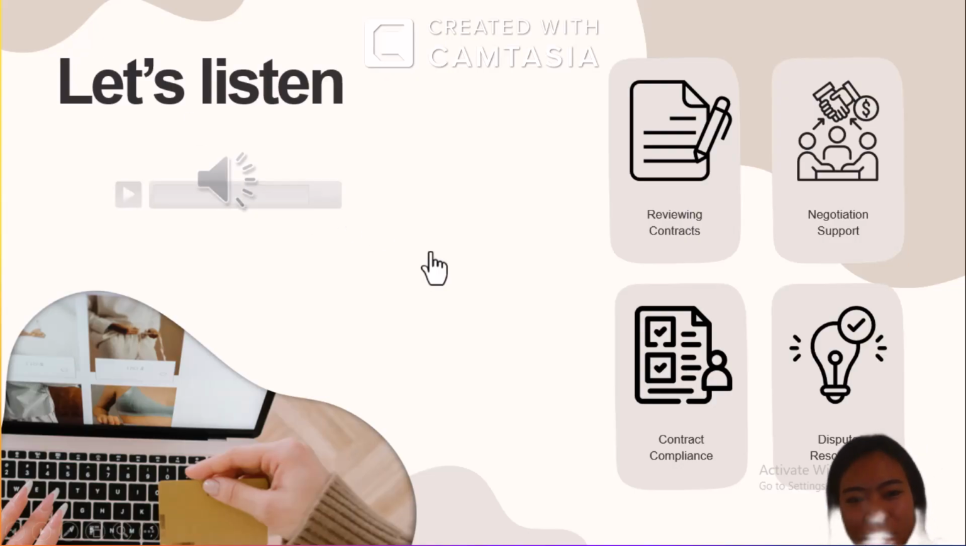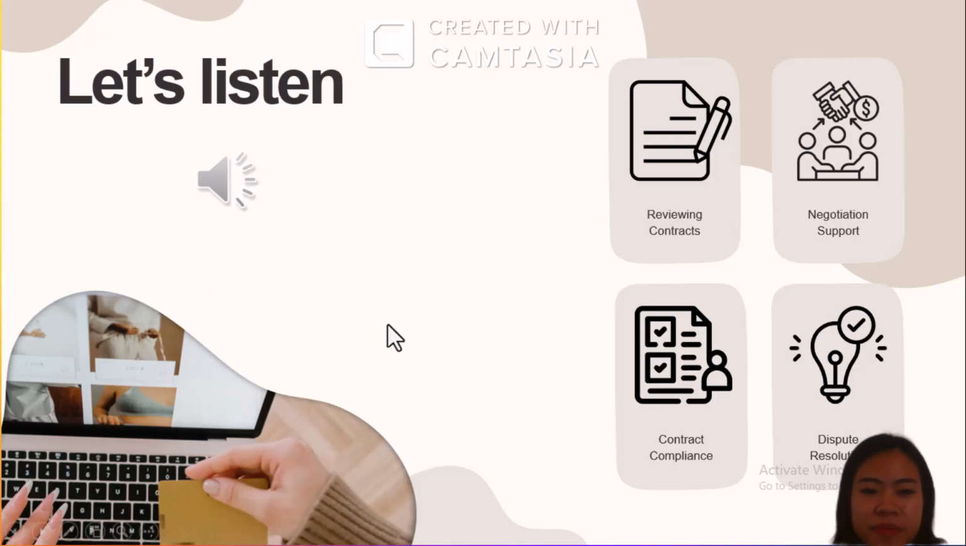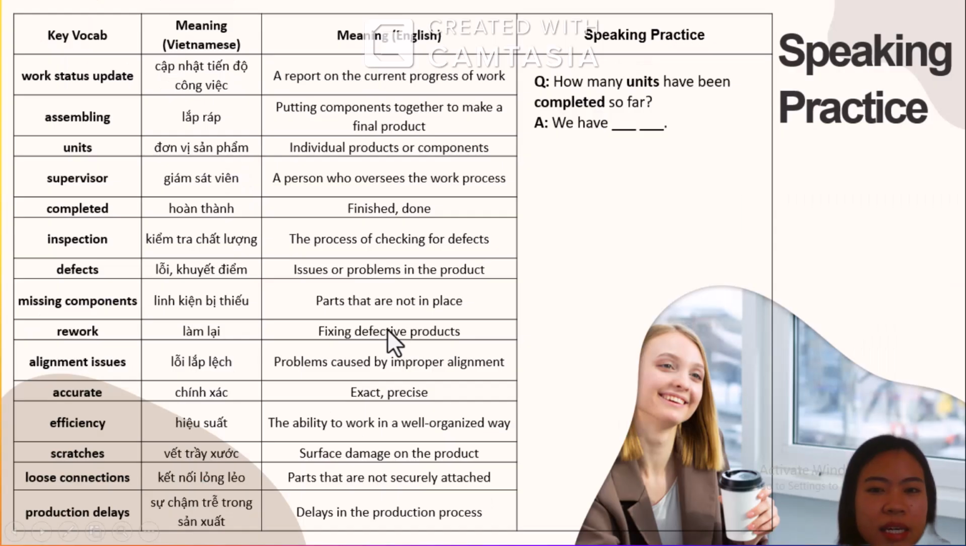Have you got all the key vocab and the main ideas and the details of the dialogue? Very good. Now let's look at the table with all the key vocabulary listed with their meanings and the speaking practice on the right column. Now let's practice. How many units have been completed so far?